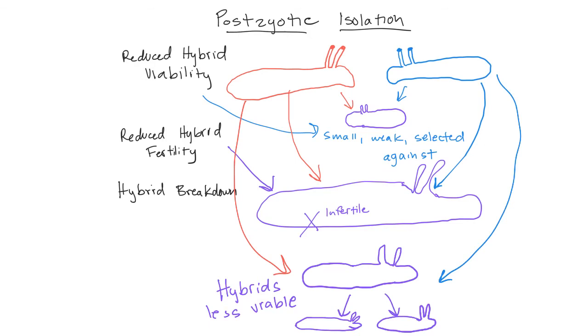Or they may eventually, let's say the original hybrid is viable and fertile, but then the offspring of that one are infertile. Okay, so that's where the hybrids eventually just break down and no longer can reproduce. Okay, so those are prezygotic and postzygotic barriers to speciation, which is part of our biological species concept. All right, any questions?